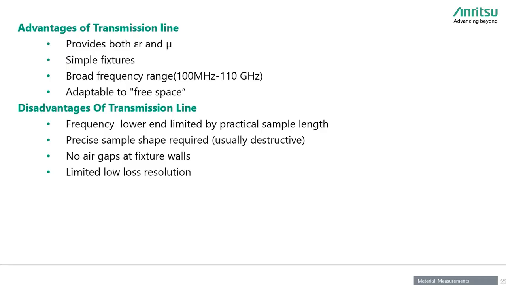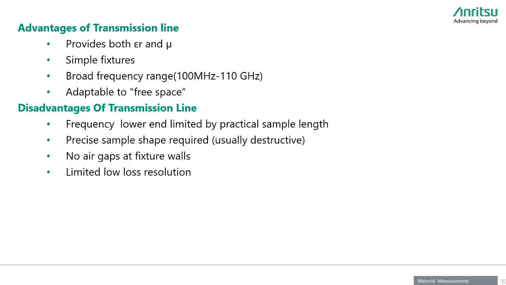The third point is that there should not be any air gap between the fixture wall and the material. If there are any air gaps or pockets between the fixture wall and the material, then there will be error in the measurement. So you won't have proper measurements. The fourth one is the limitation of low loss resolution. So loss resolution is very limited over here.